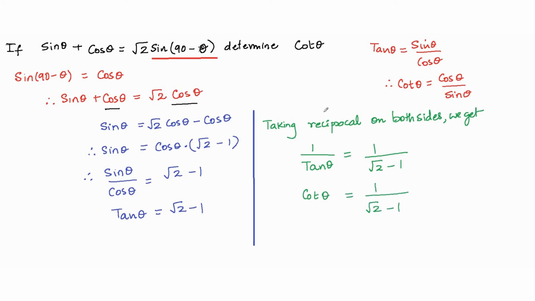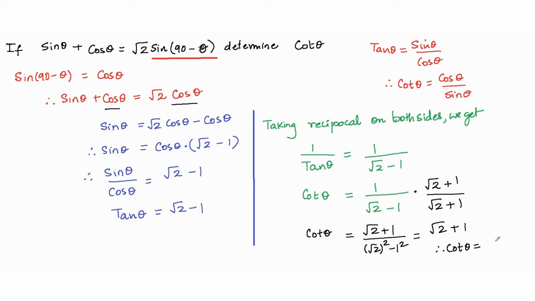And now we know that this denominator is an irrational number. So let us rationalize it. We multiply the numerator as well as the denominator by root 2 plus 1. So this becomes root 2 plus 1 upon a minus b into a plus b, which is a square minus b square, which is basically root 2 plus 1. And therefore, cot theta can be written as root 2 plus 1. This is the value.